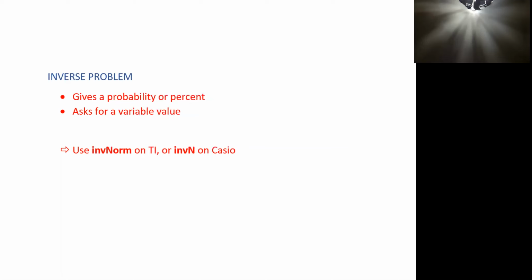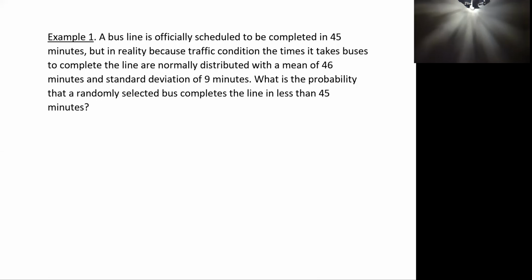Now, the second type of problem is an inverse problem. That's when the problem gives you a probability or a percent, and then it asks for a variable value that goes with that probability or percent. For an inverse problem, you use invNorm on the TI or invN on the Casio. All right, so let's take a look at a couple examples.